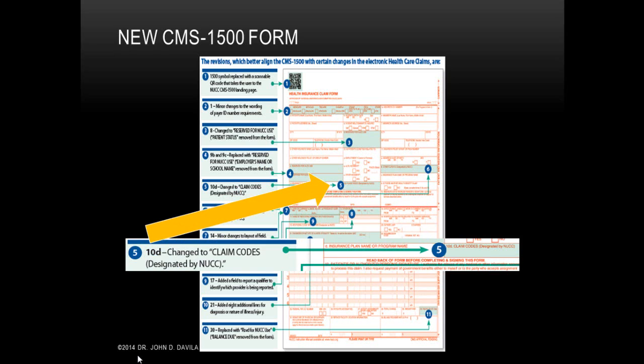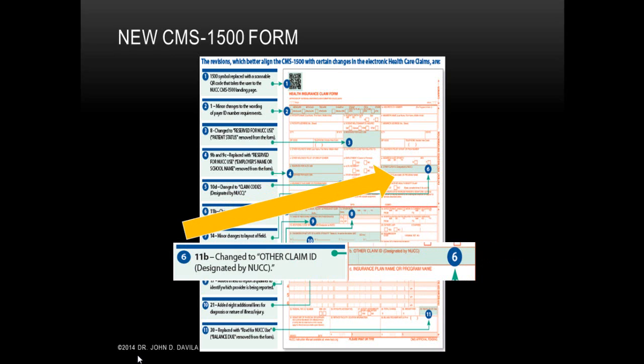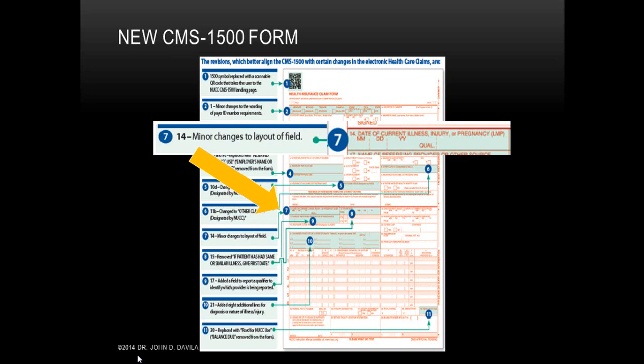And then they changed to claim codes. Okay, so claim codes would go in there, number 5. That's going to be designated by NUCC in the future. No big deal. Don't worry about it. And then number 11B, okay, change to other claim ID. Once again, that information is going to be designated at some point in time when the NUCC gets into appointing all this stuff. So all these things here don't mean very much to us. No big deal. The one that's important we're going to get to now, and that's box 14.